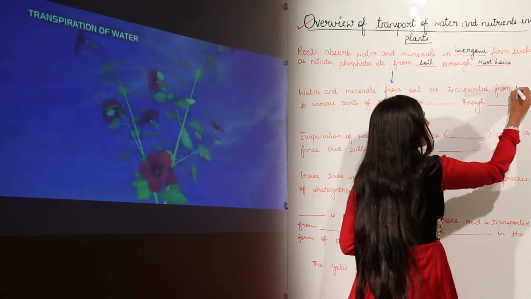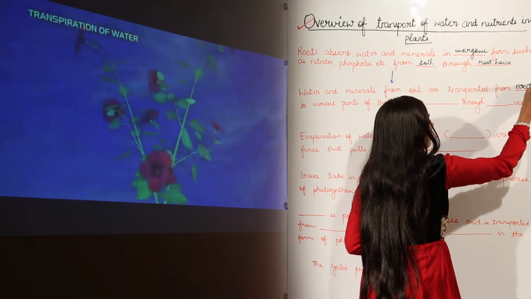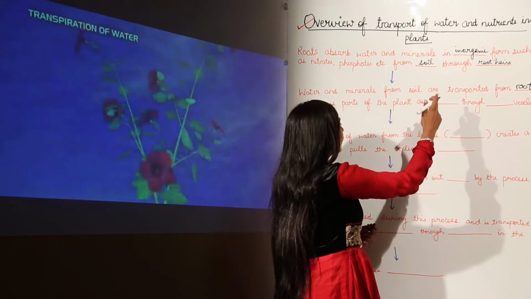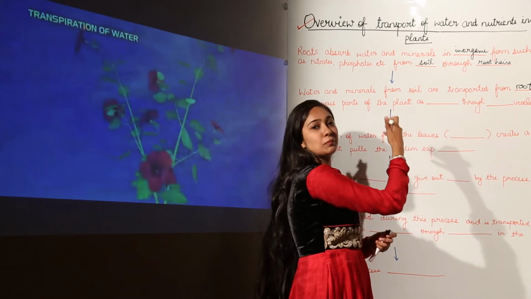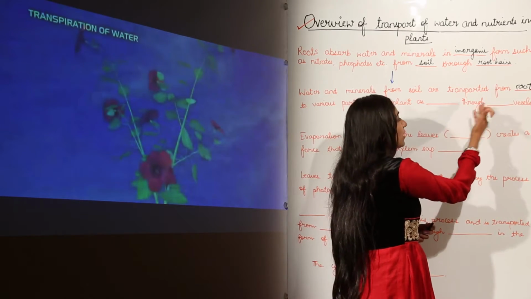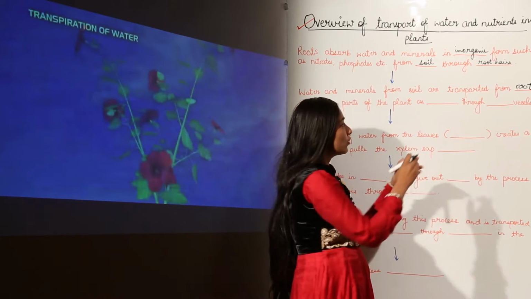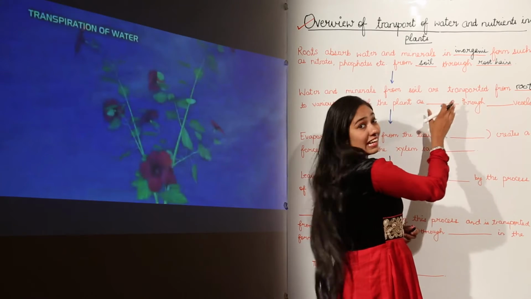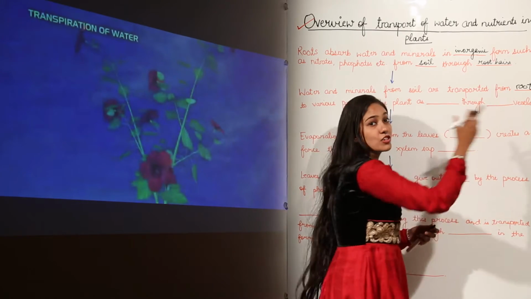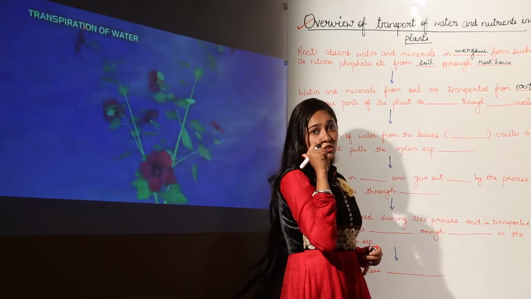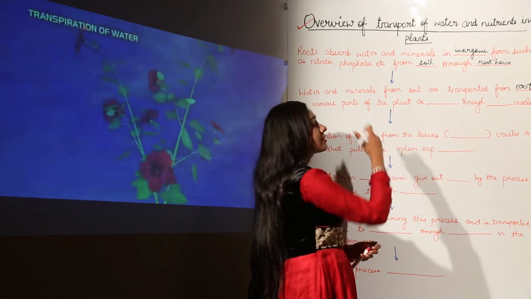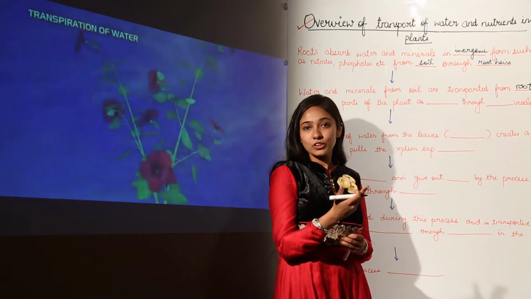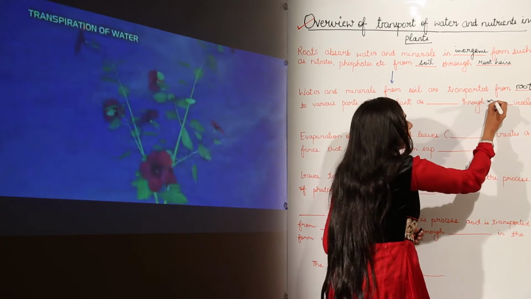Transported from roots to various parts of the plant as dash through dash vessels. Now here you all must be facing trouble answering this, but through which vessels? You all know that we have discussed also in the animation that water and minerals are transported through what? They are transported through xylem. So you'll put here xylem vessels.